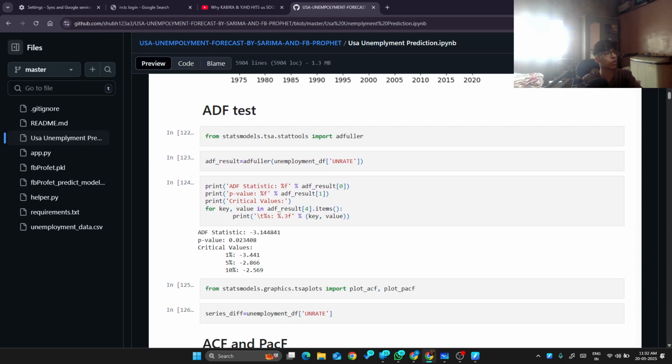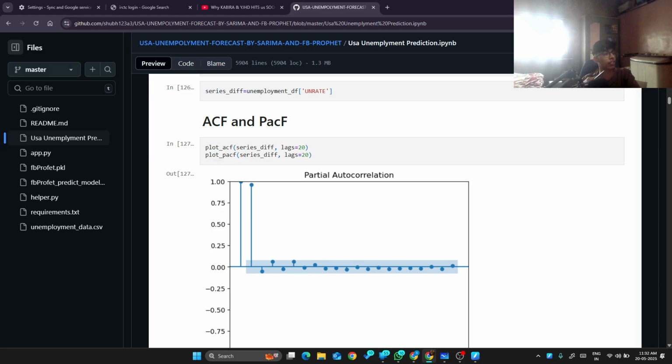Okay. So to find whether there is seasonality or not, there is a statistical test, the augmented Dickey-Fuller, ADF test. If the p-value is less than 0.05, then it is not seasonal. If it is above 0.05, it is seasonal. And ACF, autocorrelation.